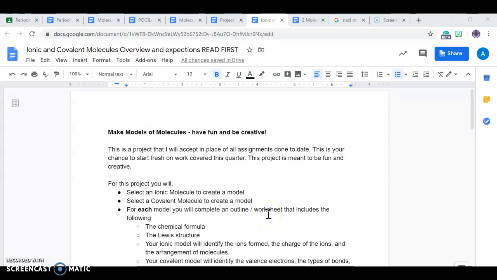All right, everybody. We are maybe a little less than 4 weeks away from the completion of the quarter. And so I've created this project for anybody that is falling behind and missing a large amount of work. So this project, you can submit this project in place of any work that you have not turned in this quarter. So if you're still struggling, this is your chance to get caught up.